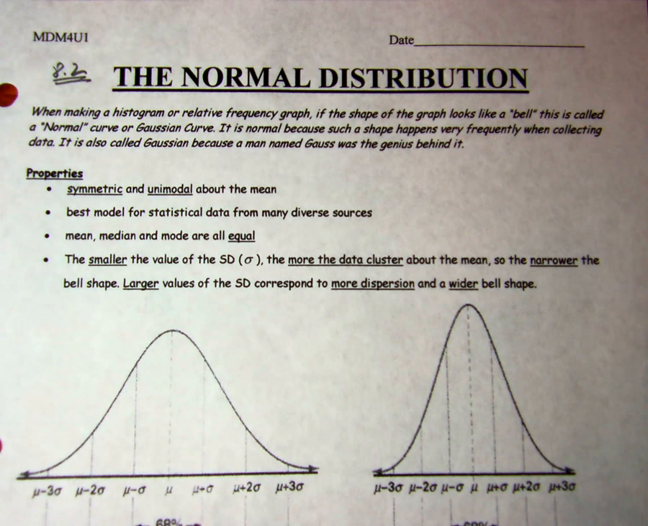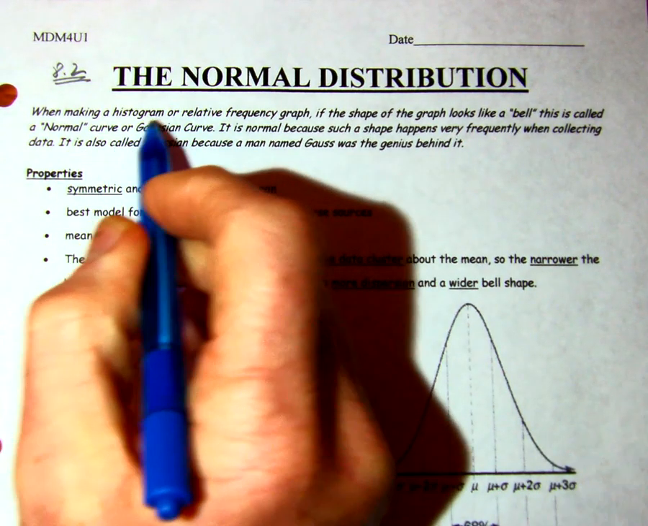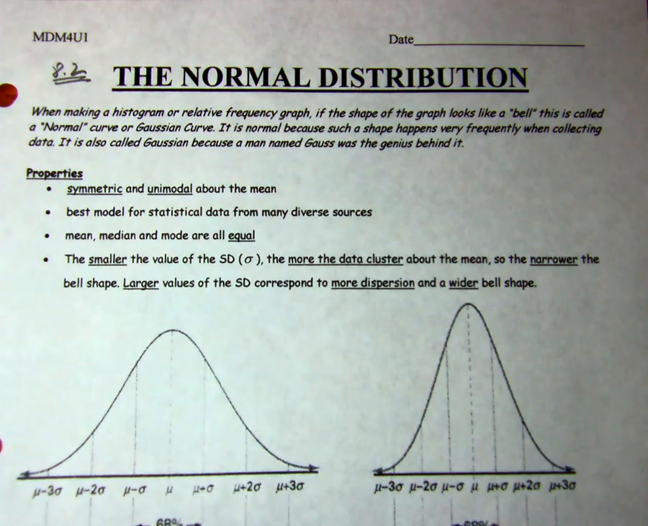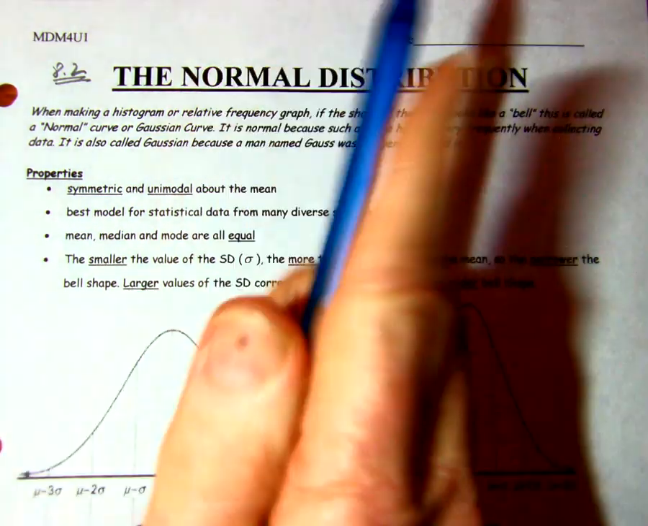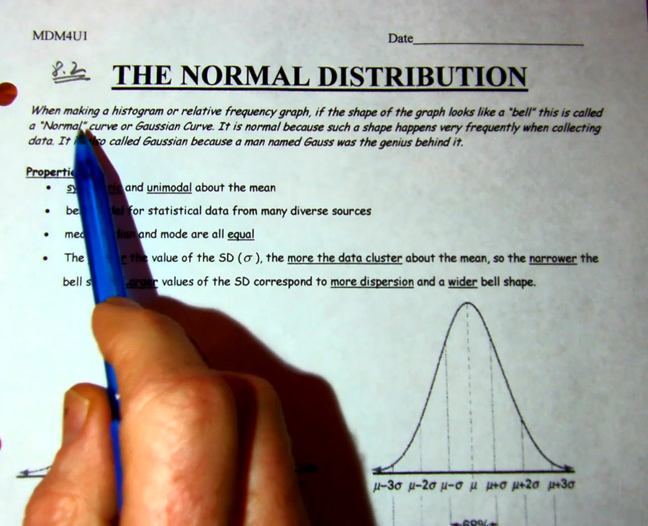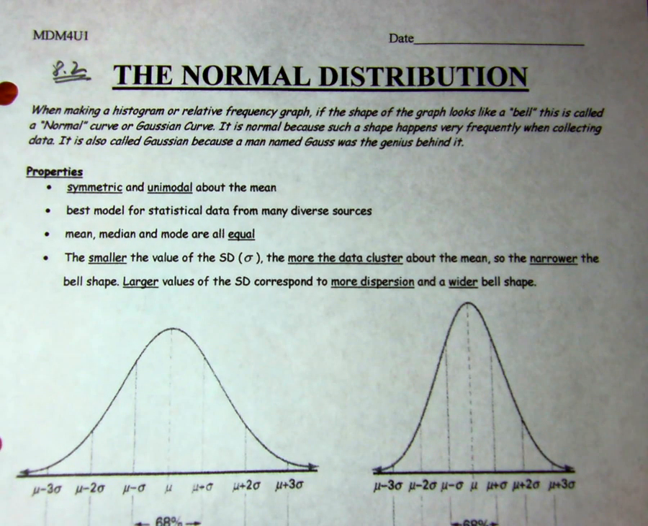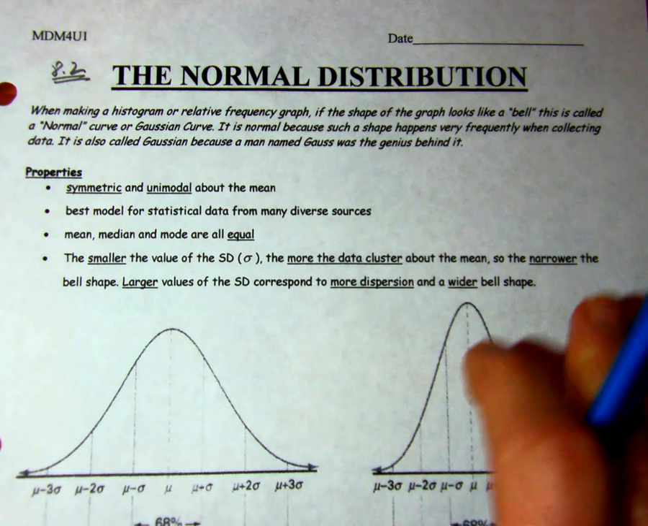Okay, so this is 8.2, the normal distribution. It's the main topic of the unit. Yesterday we talked a little bit about histograms. It's basically a bar graph for continuous data. If the shape looks like a bell, then it is called the normal curve or Gaussian curve. It is normal because such a shape happens very frequently when collecting data. It is called Gaussian because of a man named Gauss who was the genius behind it.